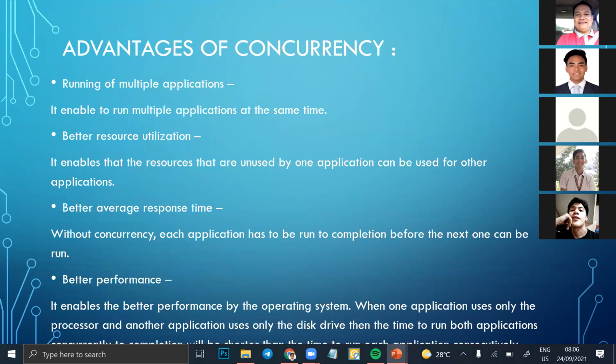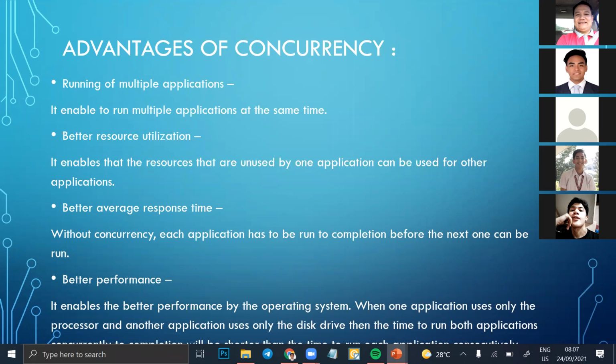The next one is, what would be the possible advantages of concurrency? Running multiple applications. It enables running multiple applications concurrently at the same time. The next one is better resource utilization. It enables resources that are unused by one application to be used by another application, which means that if one application or process doesn't use a resource, the other application can still use it. It can still utilize the data that is commanded or provided by the other application.